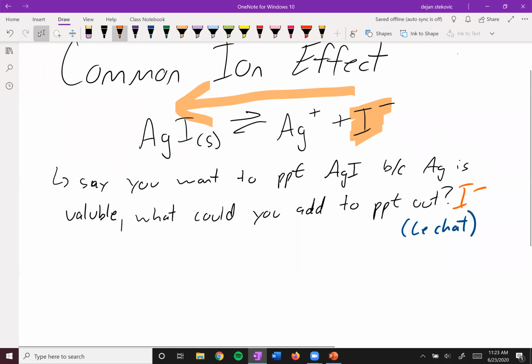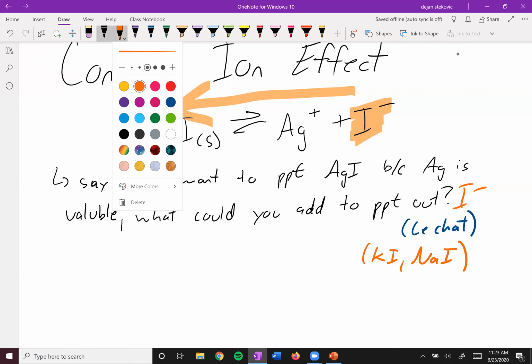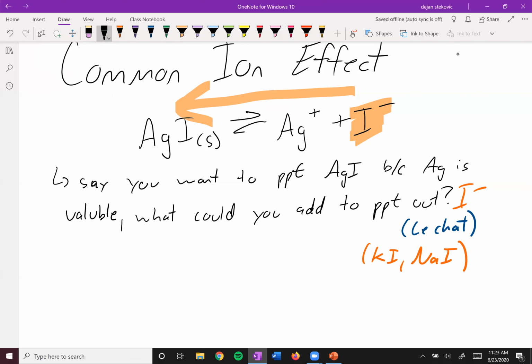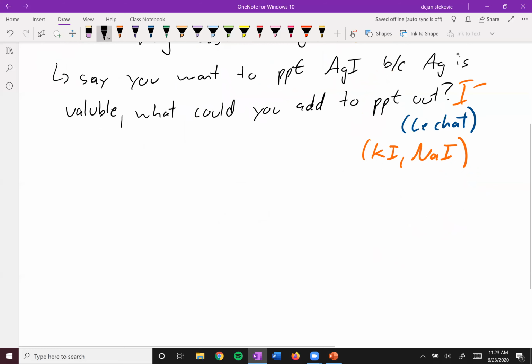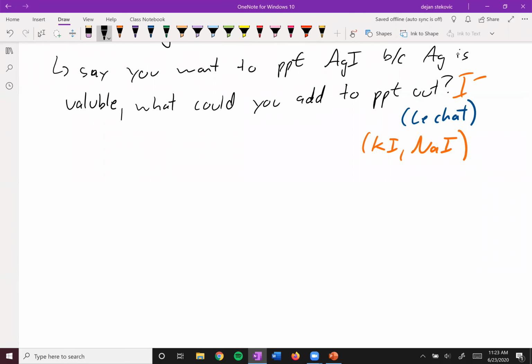And so, for example, maybe you could add some potassium iodide, some sodium iodide, whatever, something with iodide. Iodide is very cheap, and so you could use it to get this thing out as well. And so, as we've previously seen, other things can be common ions, such as H plus and hydroxide. So acids and bases can be common ions.